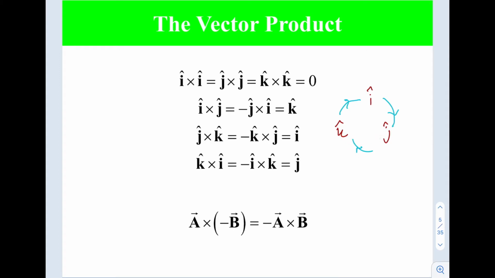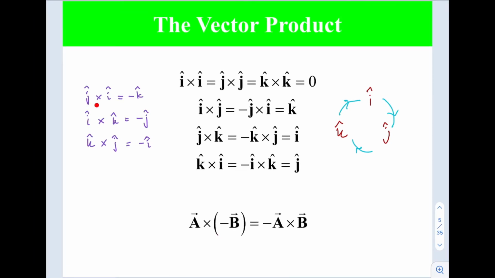How about if you have j cross k? J cross k, the product is going to be i, which is equivalent to negative k cross j. Next one, k cross i. The product of it is j. K cross i is equivalent to j, which is equivalent to negative i cross k.